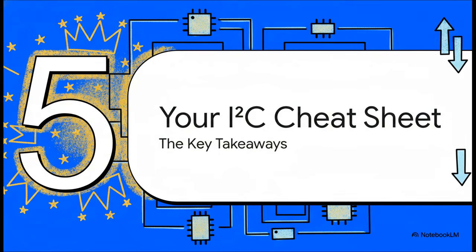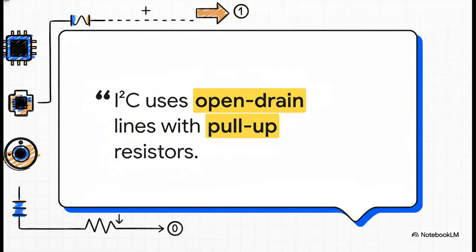All right, that was a lot to take in, so let's boil it all down to a final cheat sheet. If you only remember four things from all of this, make it these four key principles. First up, the hardware. Remember that I2C lines are open drain. All that really means is the device can only ever pull the line low, down to a 0. It can't actively push it high. That's the job of the pull-up resistors. This whole setup is what prevents ugly electrical shorts and allows all those devices to share the lines safely.